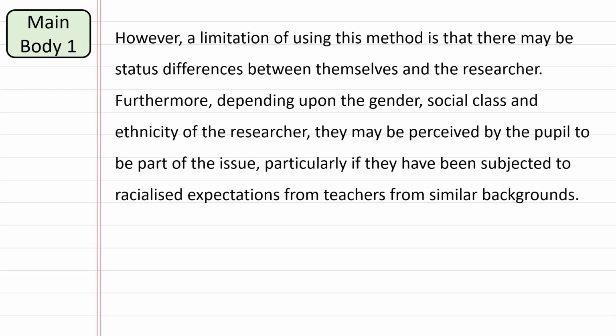Furthermore, depending upon the gender, social class, and ethnicity of the researcher, they may be perceived by the pupil to be part of the issue, particularly if they have been subjected to racialized expectations from teachers from similar backgrounds. Okay, not quite as good as the first part of the paragraph, but in a way, I've evaluated this idea that we can develop a rapport, that the researcher is part of this, and what the researcher sort of influences the respondents' actions.